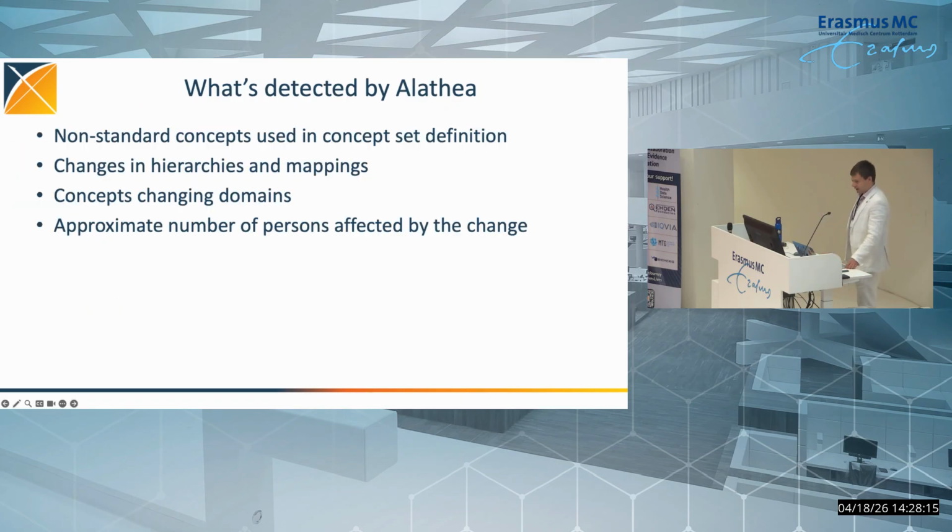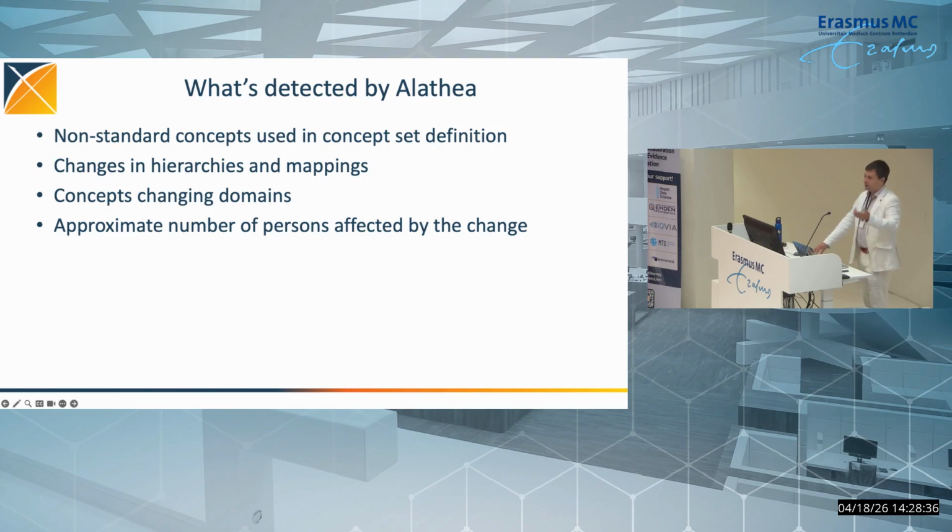So what's detected by Alatea? Non-standard concepts used in a concept set definition. Two years ago they were standard, now they changed to non-standard, and basically they don't do anything for your definition unless you want to query non-standard concepts, but usually you query standard, right? Also changing hierarchies and mappings, and concepts changing domains.